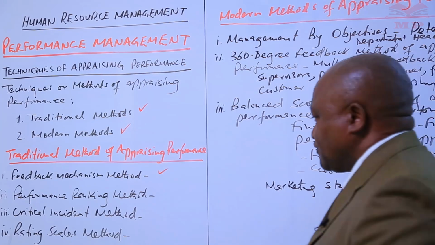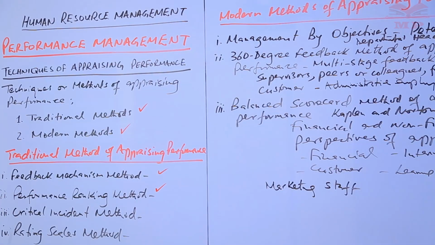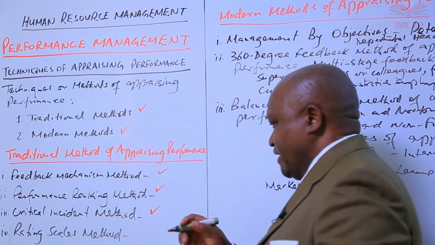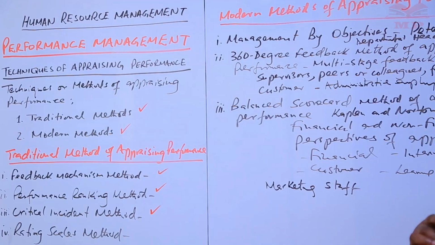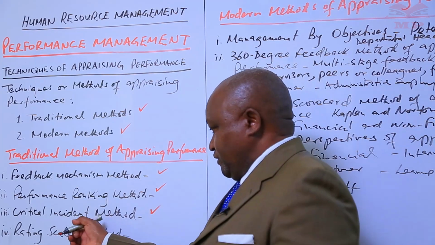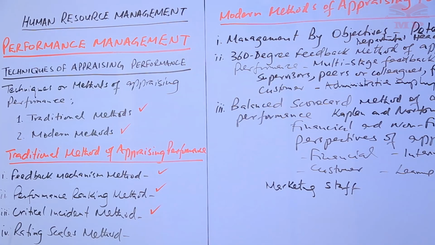Then number two, performance ranking method, where the performance of a given employee is put on a scale and ranked, and that is the performance ranking method. Then number three, critical incident method, where the supervisor takes note of critical incidents that are associated with the job, and those are taken into consideration when appraising the performance of that kind of an employee.